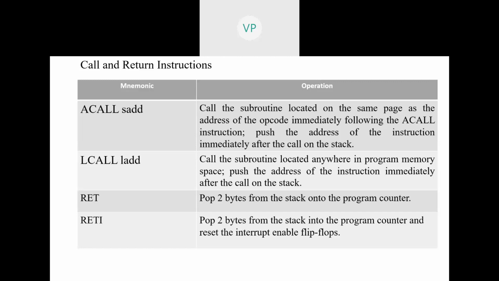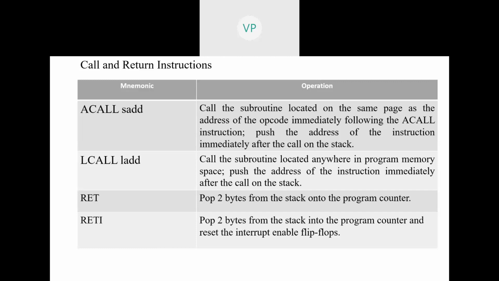We already know the range for short absolute address. What is the range for that? It is 2 kilobytes of memory. It is one page of the 8051 microcontroller, right? It is one page. The address can be within 2 kilobytes of the page there. If the subroutine is written anywhere within that range, it will jump to that subroutine, execute it, and come back to the original program which called the subroutine.